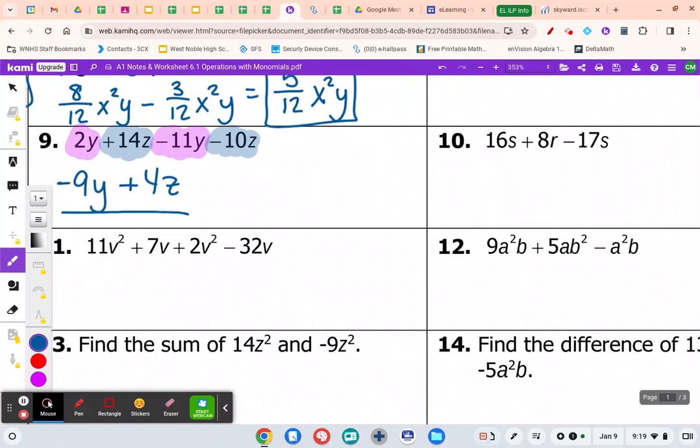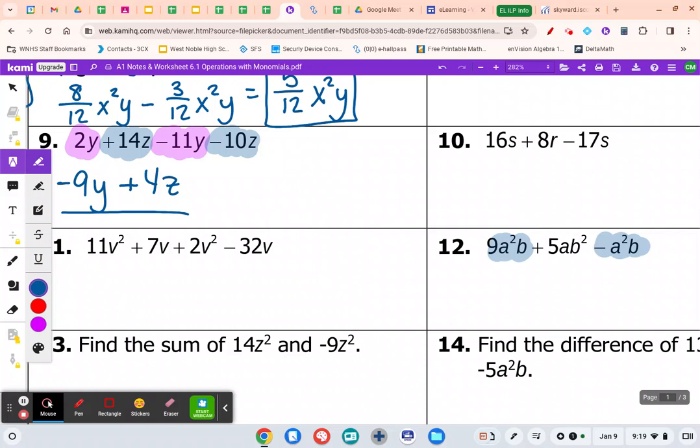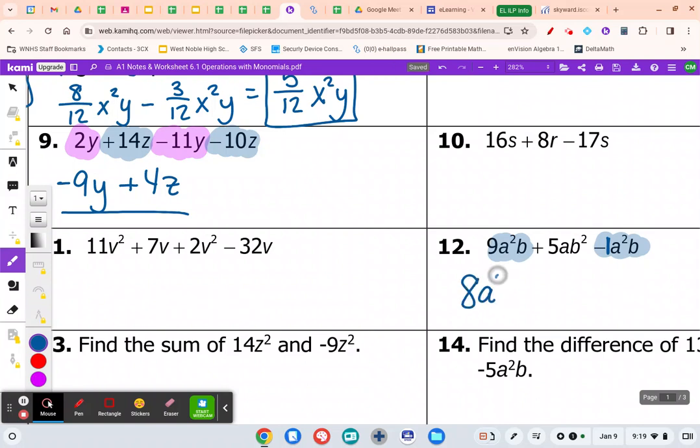On 12, you'll notice I'm skipping around some. There are a couple things that are alike. We've got this guy and this guy that are alike. They're both a squared b. AB squared is different, so it will not combine. Technically, this is a 1 here, so we're going to have 9 minus 1, or 8a squared b, and then we bring down the thing that is not alike, and this is as simple as it gets.